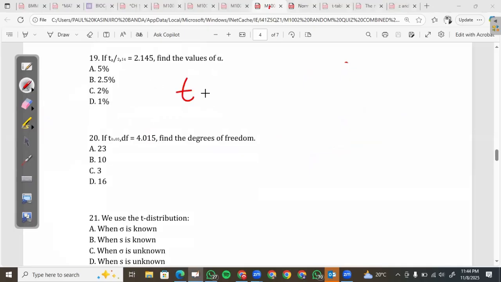They've given us t alpha over 2, comma 14, is equal to 2.145. So find the value of alpha.